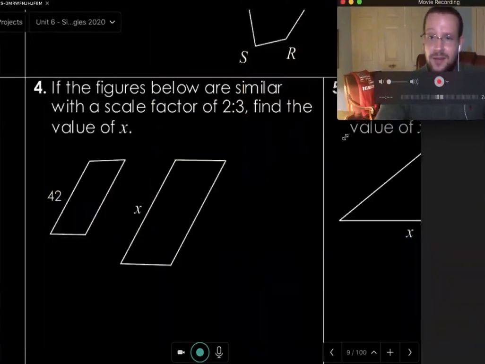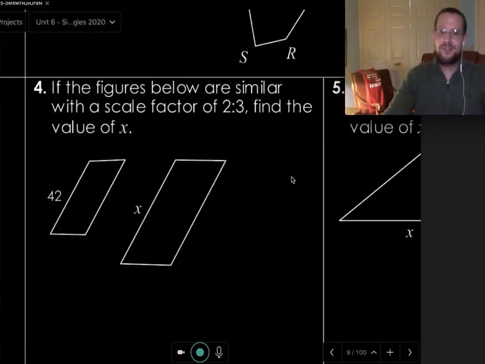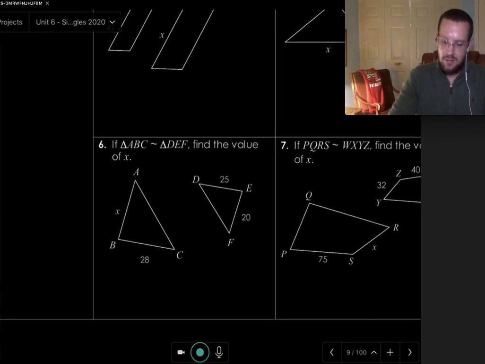Hello everyone, this is going to be our next video on scale factor. Last time was just laying the groundwork for what a scale factor is, and now we're going to actually look at a little bit more of a problem that you may see on your homework, for example, or your classwork perhaps, or maybe even a quiz or test.